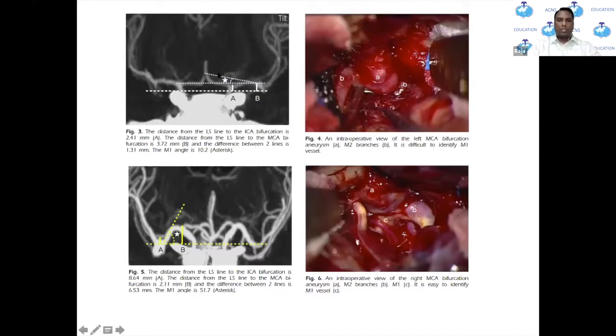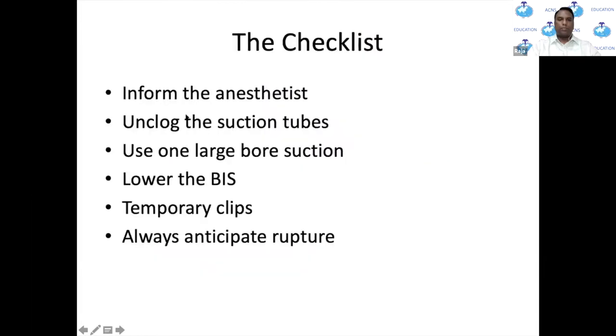This is the slope of M1 they have described, and this is the angle of M1 with the ICA. Now this line is the limbus sphenoidal line, and they have denoted the angle with regards to this limbus sphenoidal line. So you can find the M1 more easily in the second figure than in the first.